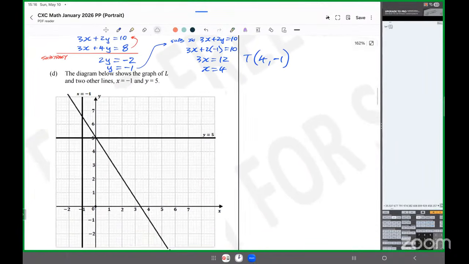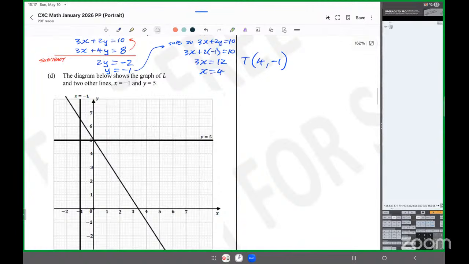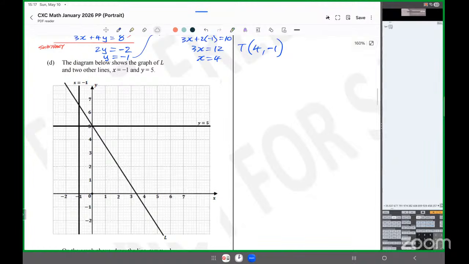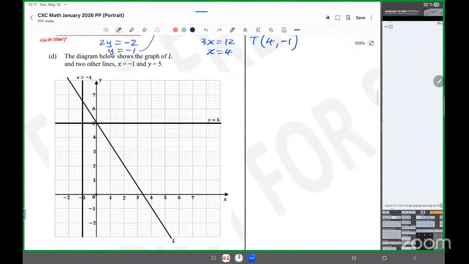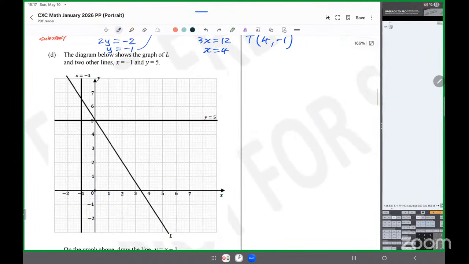All right. Next part down here. It says the diagram below shows a graph of line L. So this is the line L they gave us, and the y-axis intercept is 5. They give us two other lines: x equals -1, which is this vertical line, and y equals 5.